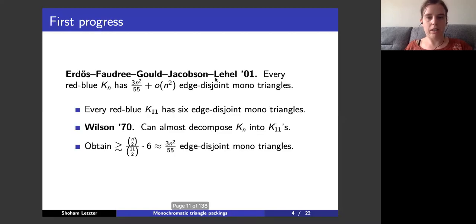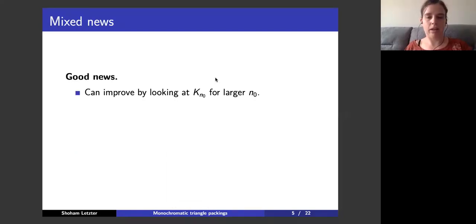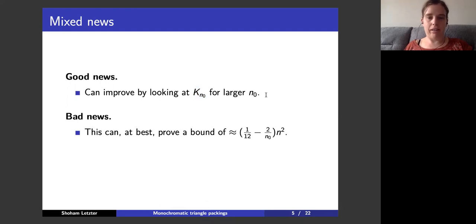Okay, so having seen this, maybe you see this result and you want to improve it. An obvious thing to do is to look at K_{n0} for larger n0, solve the problem there, and then you should automatically get an improvement for large n by the same idea. However, no matter how large an n0 you take, you will never be able to get quite to this 1 over 12. You'll have an error term of order 1 over n0.